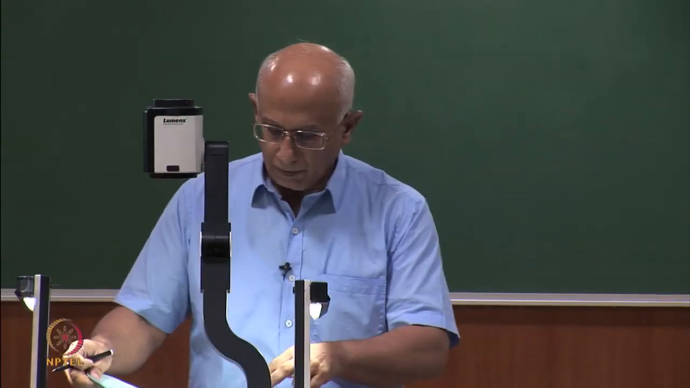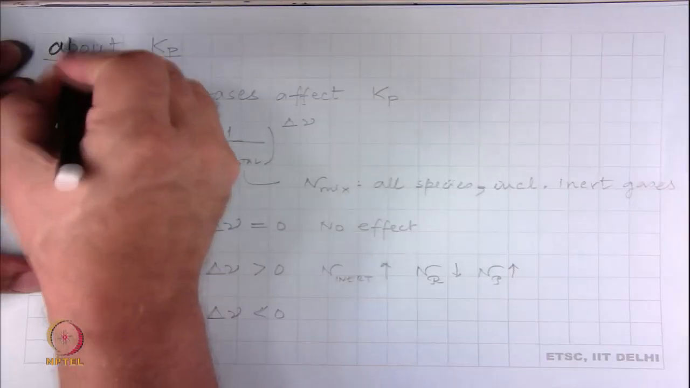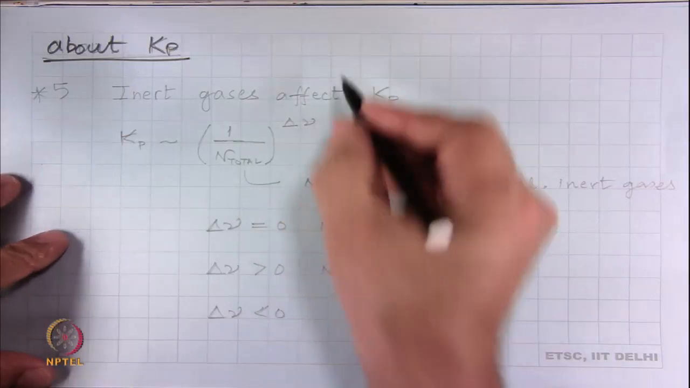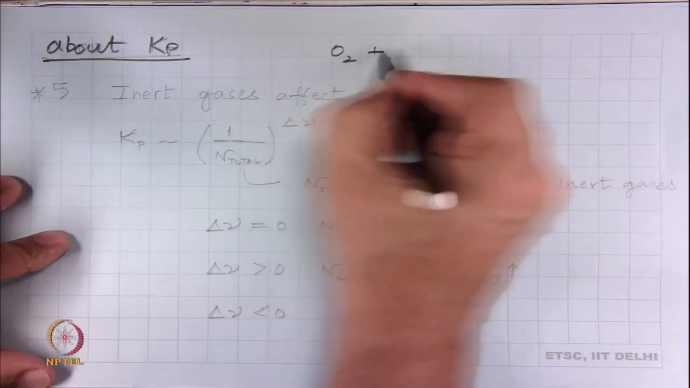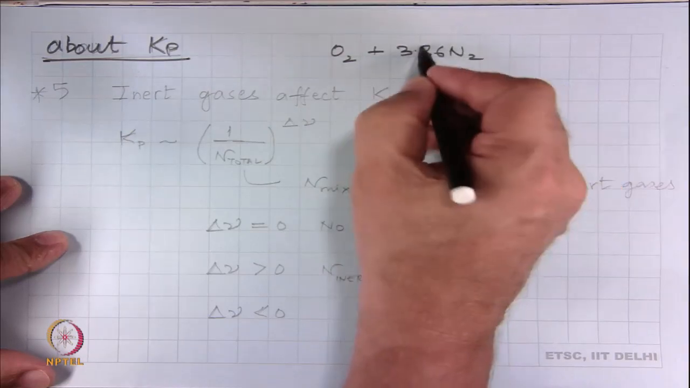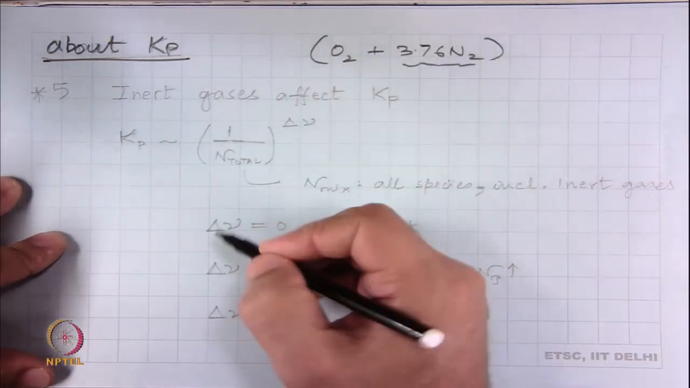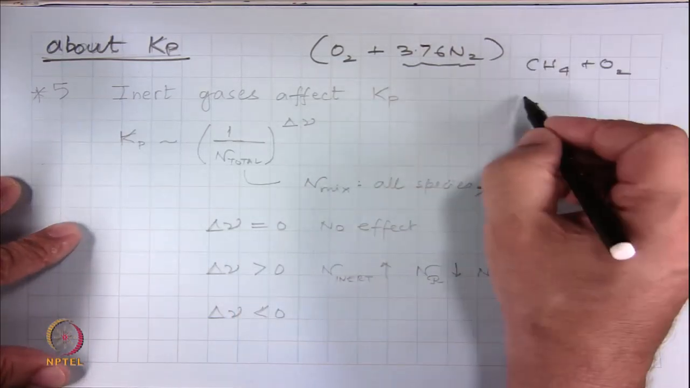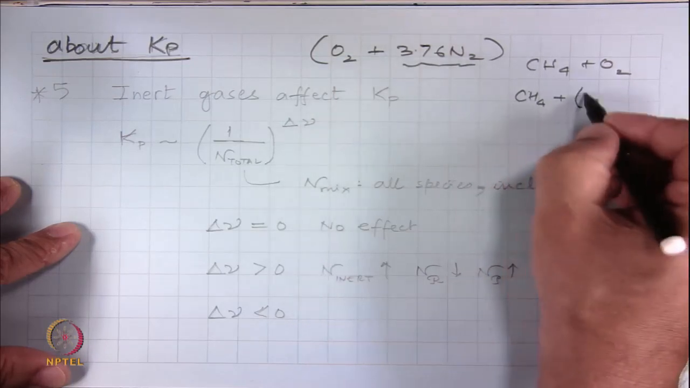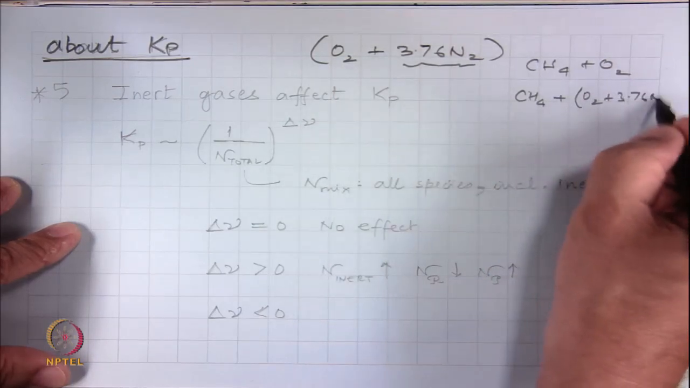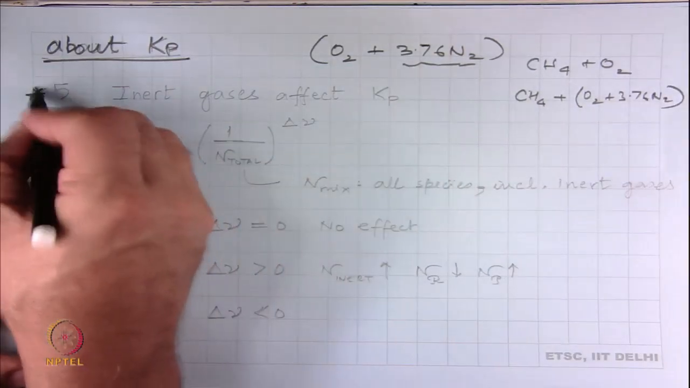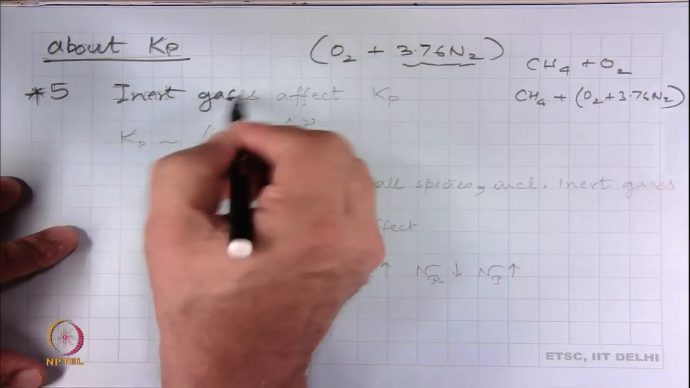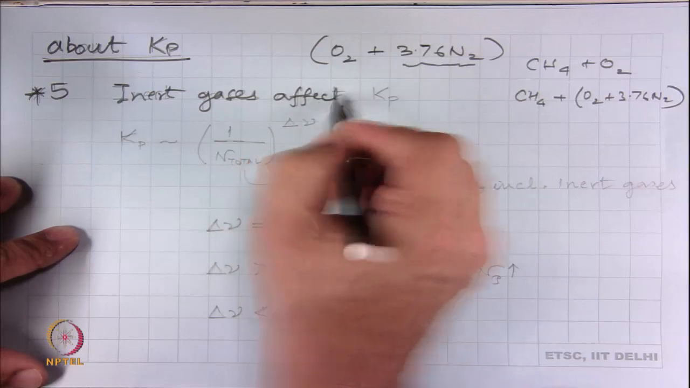Now, we look at the effect of inert gases. And this is of interest because air as the oxidant always has very large amounts of nitrogen, which for practical purposes we treat as an inert gas. So, if you are burning CH4 plus O2, how will it be different from CH4, O2 plus 3.76 N2? This is the question that is before us, and what we say is that inert gases affect the value of the equilibrium constant.